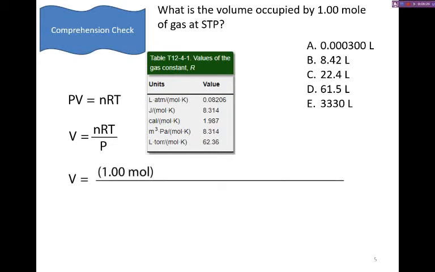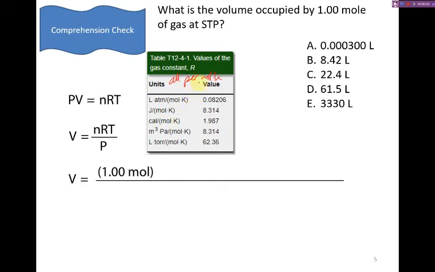We know that we have 1 mole of gas, but what about our temperature and our pressure? And which R value do we use? This table is from the ebook, and you can see that there's different units. They all are per mole Kelvin, but they have different units in the numerator. And when we use them just depends on the scenario, the context.